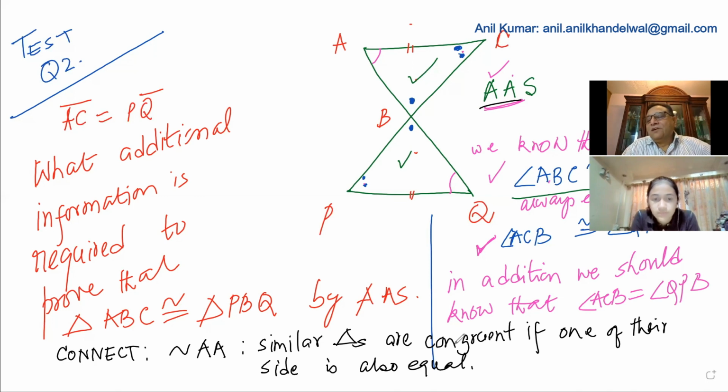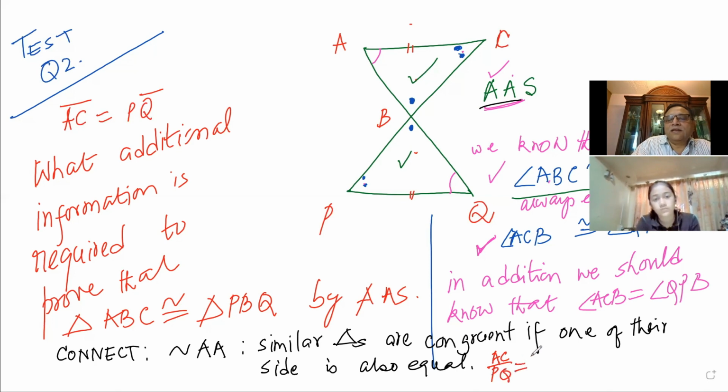Is that correct? If two angles are equal, then the third is equal too, because the total is 180. If any one corresponding side is also equal, then the triangles are congruent. Why is that so? Because the ratio of sides, AC over PQ, is equal to AB over QB, is equal to CB over PB, and that is equal to 1. Since the scale factor is 1, they are exactly the same.